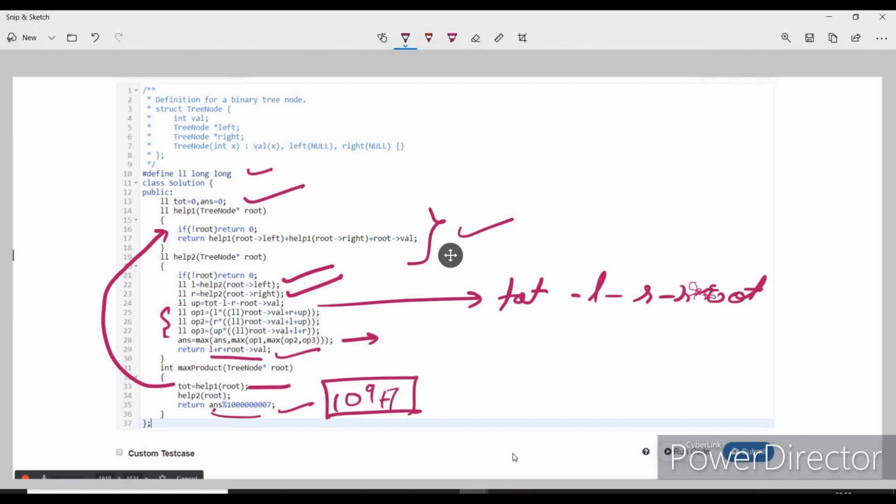So this is nothing but a recursive call to get the value of left, similarly to get the value of right. Then we will find up using left and right and the total value which we have calculated using this function. Then we have three options, and we will try to maximize over these three options. We have taken answer as the global variable and answer will be maximized, and here we are going to return answer. So this is it for the problem.